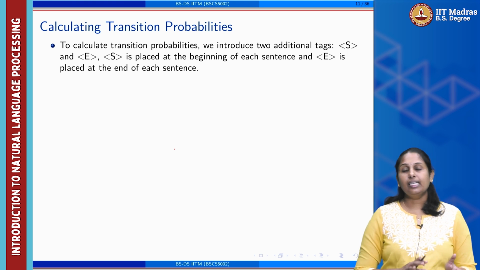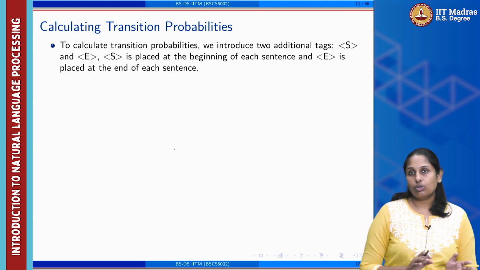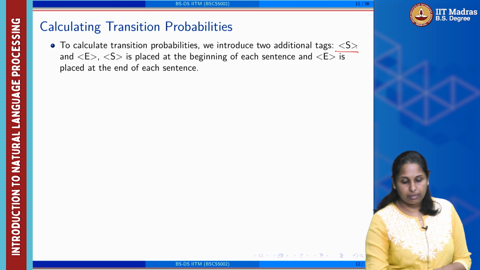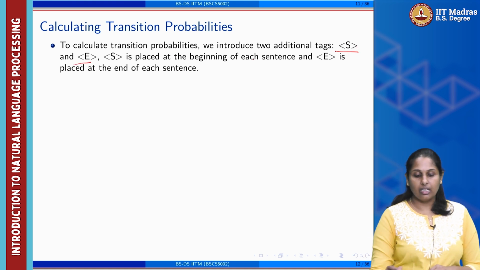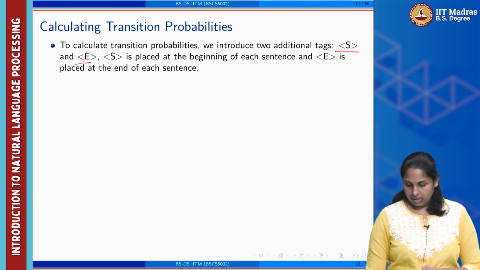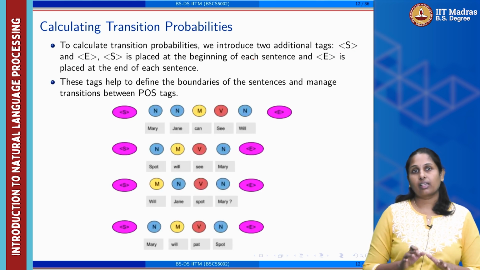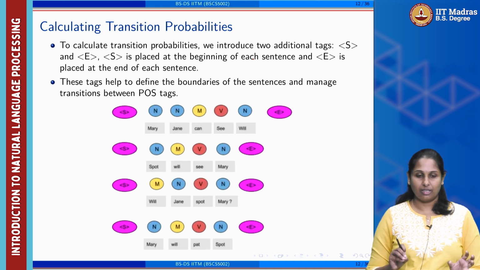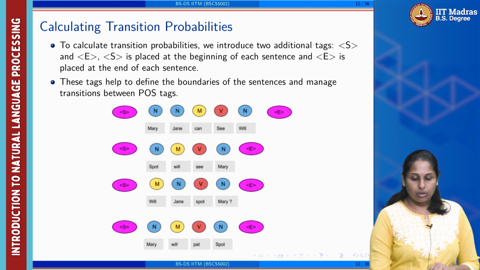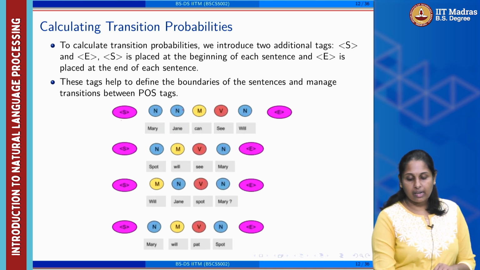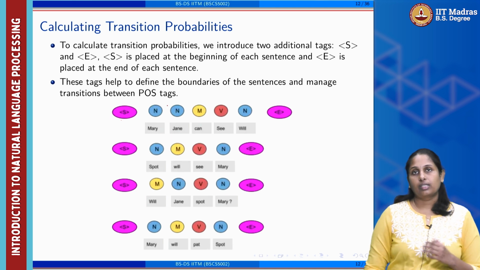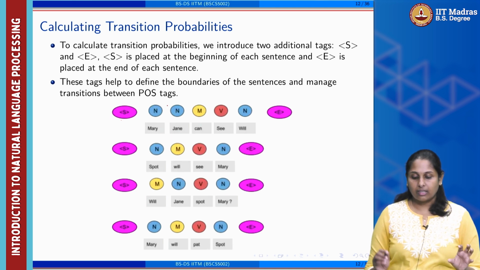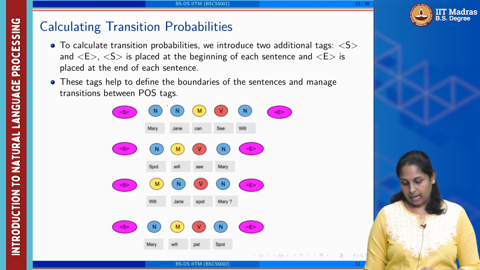So now to calculate the transition probability, we introduce 2 more additional tags, that is S in the beginning and E in the end, right? S is placed at the beginning of each sentence and E is placed at the end of each sentence. Now these tags help us in defining the boundaries of the sentences, and help us manage the transitions between the part-of-speech tags. So now there is an S followed by N, N, M, V, V, M, V, N, and end of the sentence. So each of the sentences is identified through S and E in the beginning and also in the end.